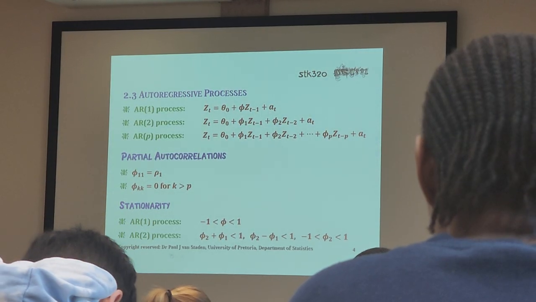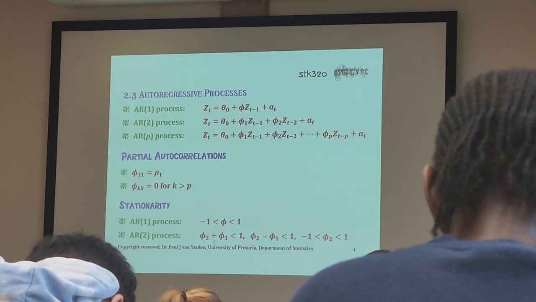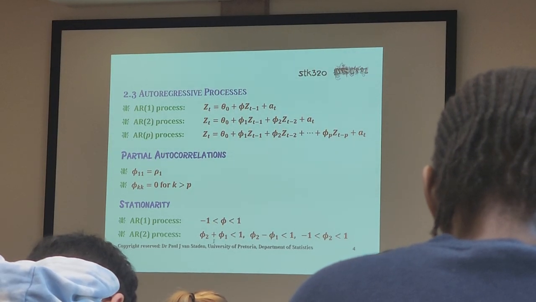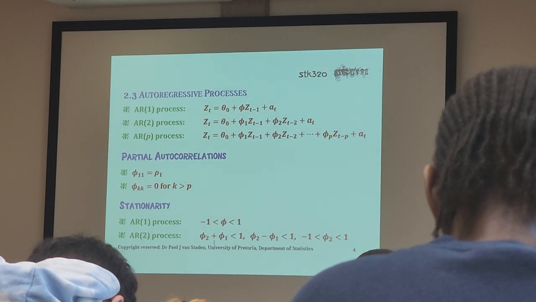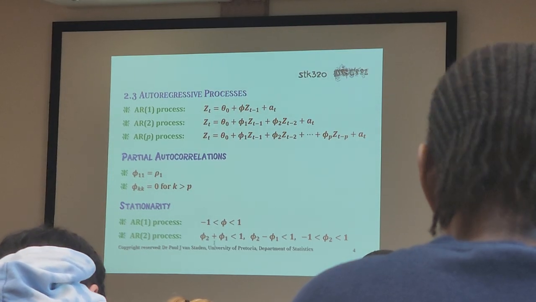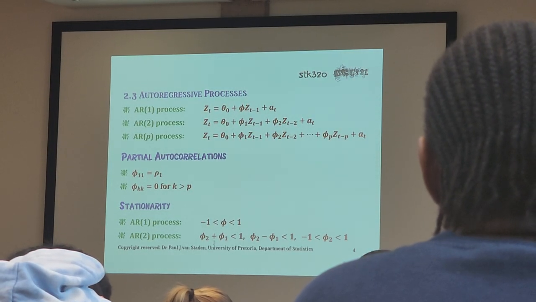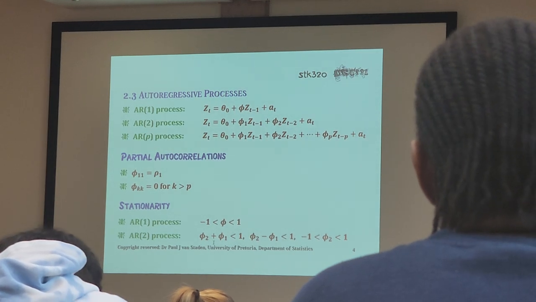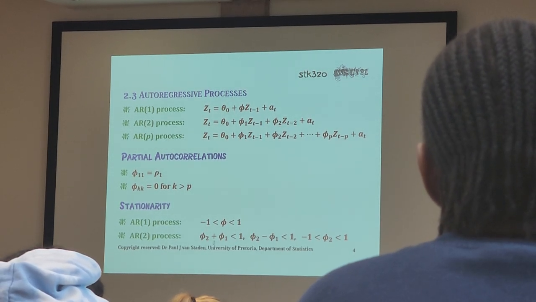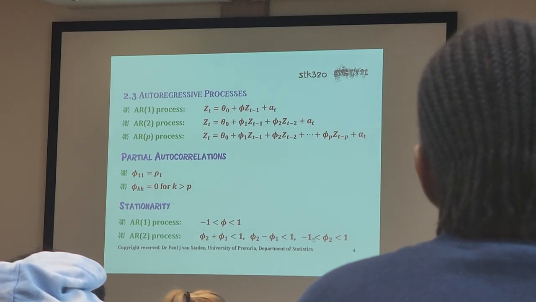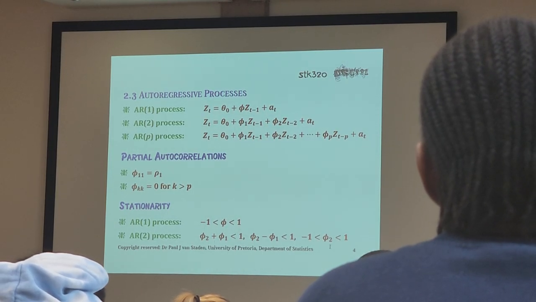We need to have that the sum of the two parameters less than 1. The difference between phi2 and phi1, very importantly, phi2 is put first, not the other way around. That difference needs to be less than 1. And then phi1 is on its own unrestricted. Phi2 is the parameter that is restricted to between -1 and 1.